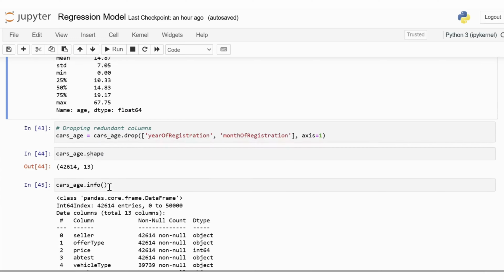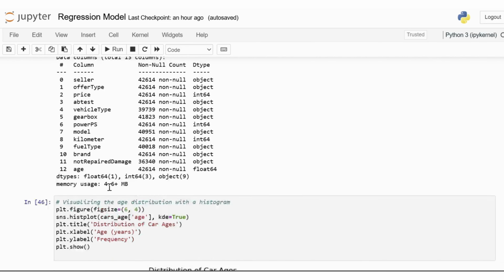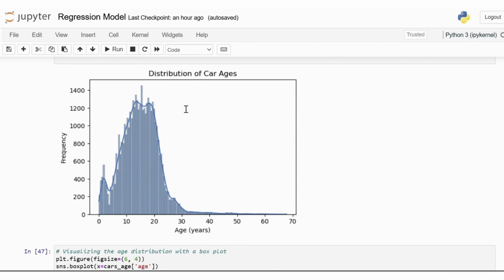Let's start by visualizing some parameters, beginning with the age of the cars. First, we'll create a histogram to see the distribution of age. This histogram shows us how the ages of cars are distributed in our dataset.